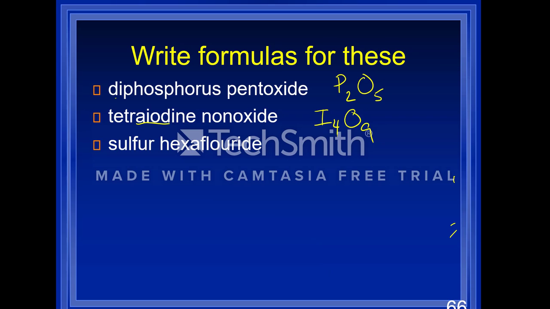Sulfur hexafluoride. Okay, so it says sulfur. How many? There's 1, right? If they leave the mono off, there's 1. Okay, hexafluoride, 6 fluorines.